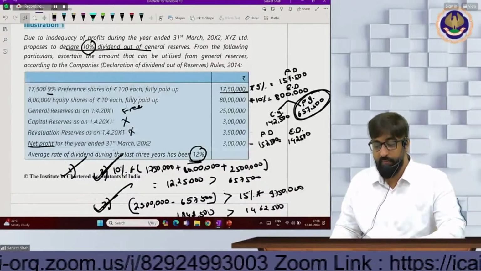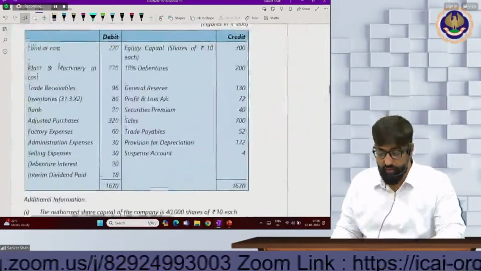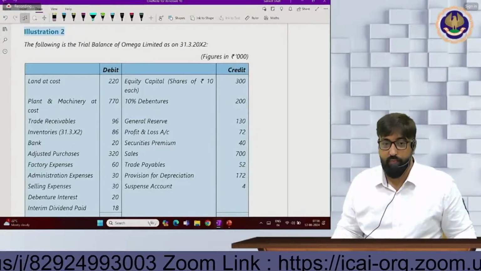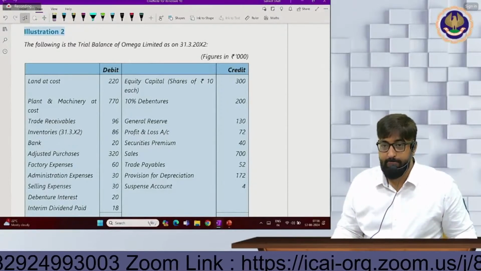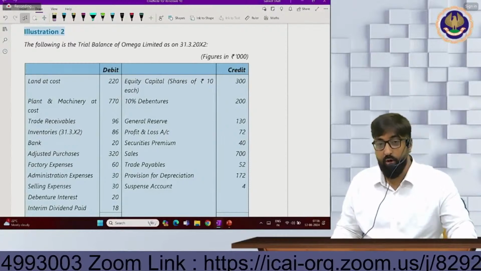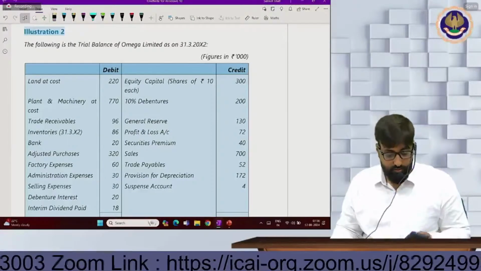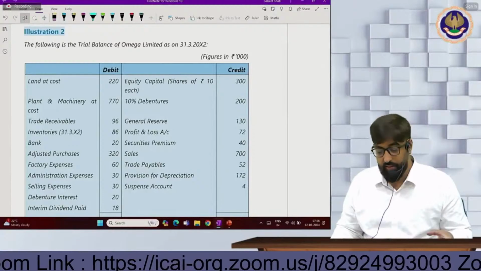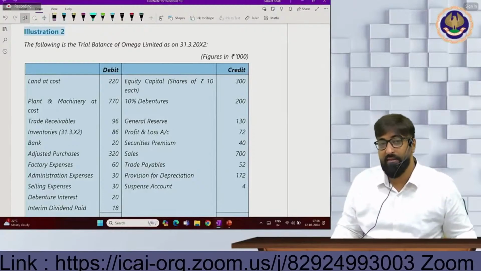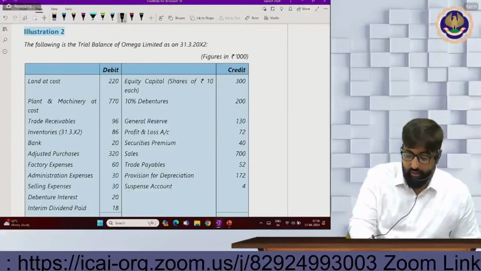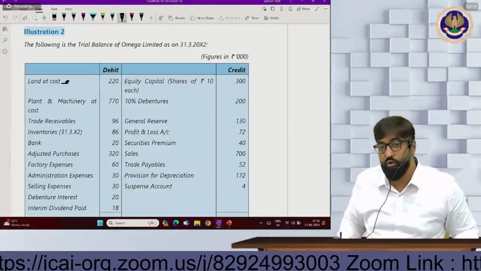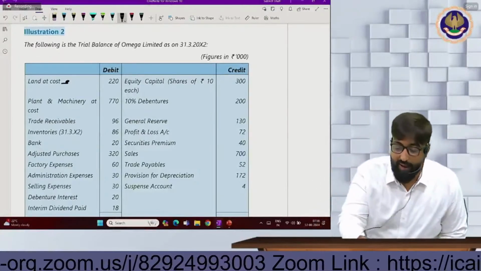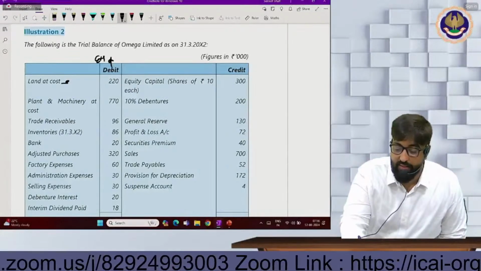So this is the first question, there is only one question on this. And then we have illustration 2. I cannot take all illustrations, but I can show you how we are going to update this trial balance. So how to revise this? You can write over here only land at cost, which is shown under property, plant and equipment. These are debit balances. Debit means either expenses or asset.